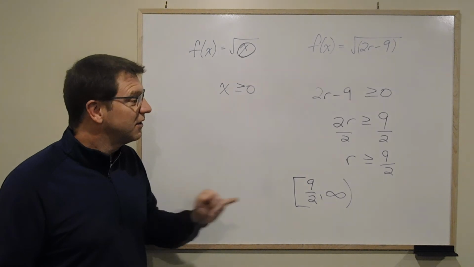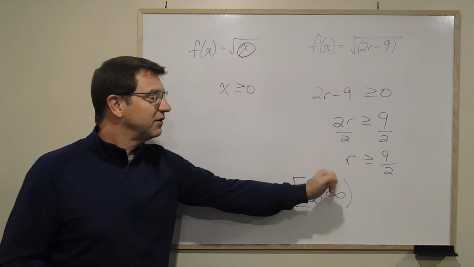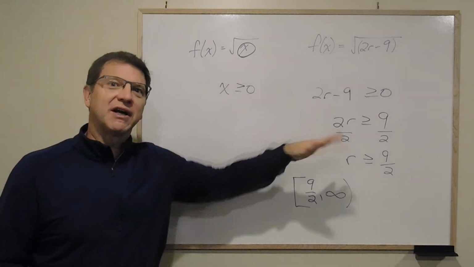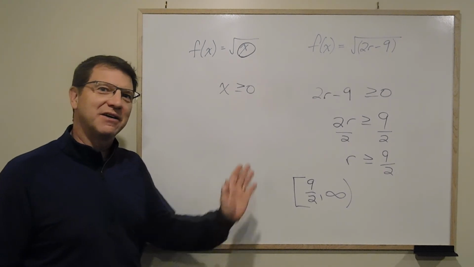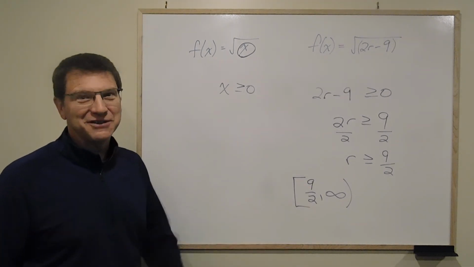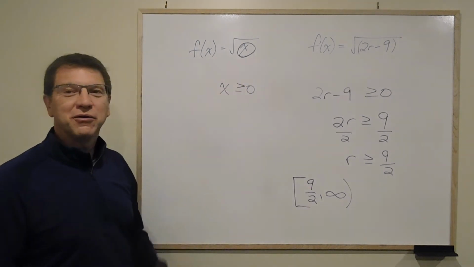We use the parentheses for infinity because you can never get to the end of infinity, so you can't say the last number is included because there is no last number. So that's how root functions work.